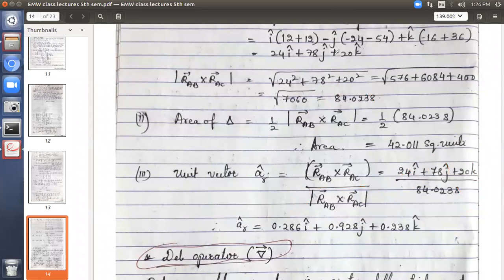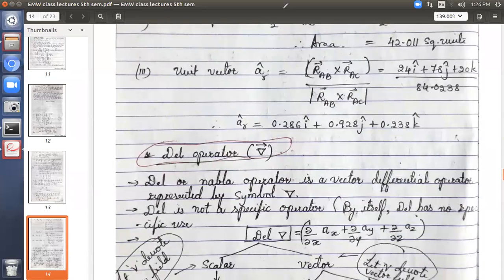I hope you understood till this. Any doubts? We have completed dot product, cross product, some properties of both dot and cross product, some examples, how to find the area of the triangle and the unit vector. So let us start with the new concept, that is the del operator. This del operator you are going to use in your electromagnetics concepts. Let us see what it is.